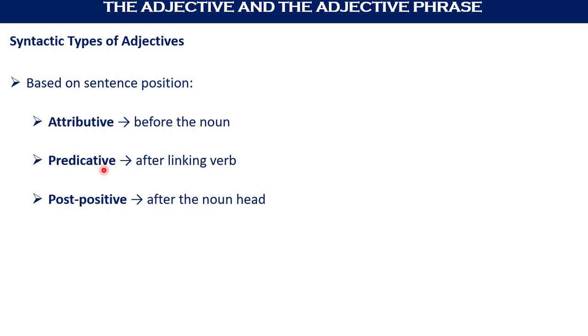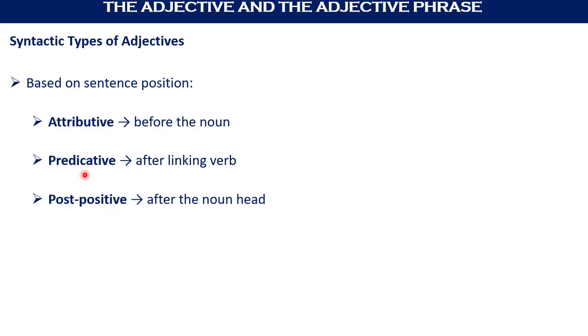Now what about a postpositive adjective? Here the adjective is placed immediately after the noun head. There is no verb in between. It is very less common in English. For example, the president-elect. Elect is an adjective which is appearing immediately after president. So it makes it a postpositive adjective.